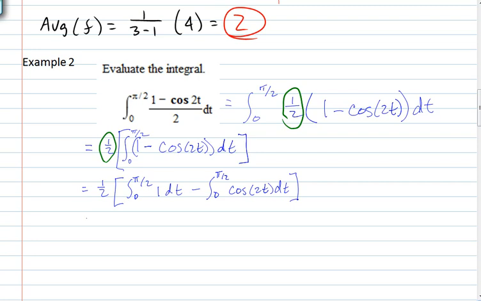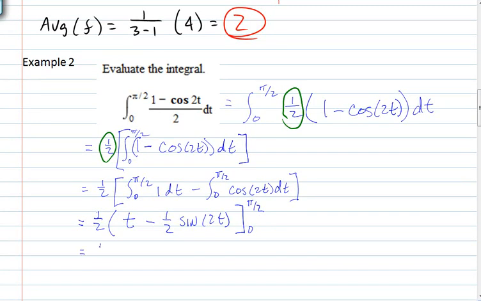All right, when we integrate 1 with respect to t, what are we going to get? T. You can check to see if you've got the right antiderivative by taking the derivative. The derivative of t with respect to t is 1. When we integrate cosine, we get a positive sine 2t, but we also have to put the 1/2 there, because the chain rule says you have to multiply by 2 when we take the derivative, so we put this 1/2 here to counteract that. And this is then evaluated from 0 to pi over 2.